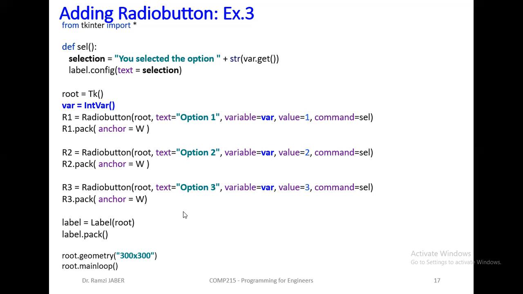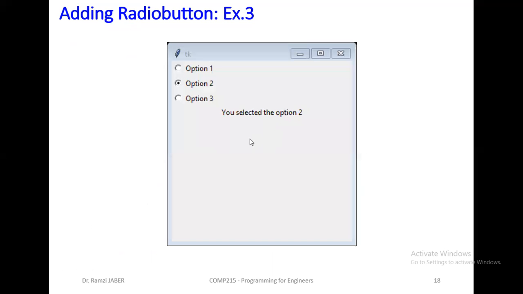So this is the option, the output. Option one, option two, option three. If you select option two, this is the display, label.config.